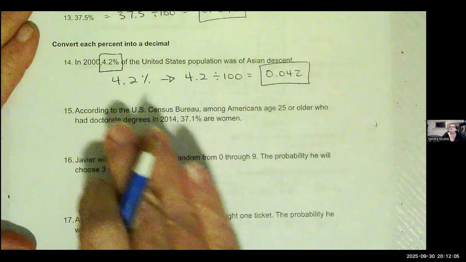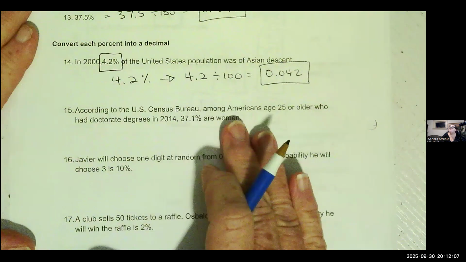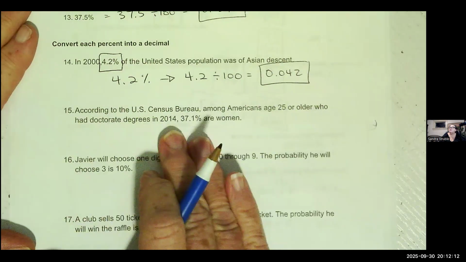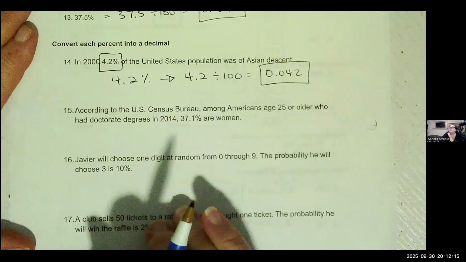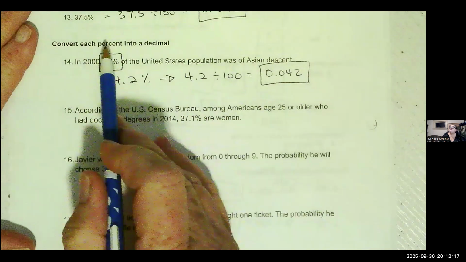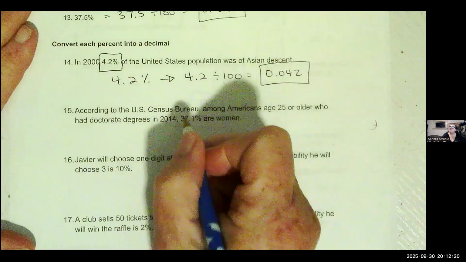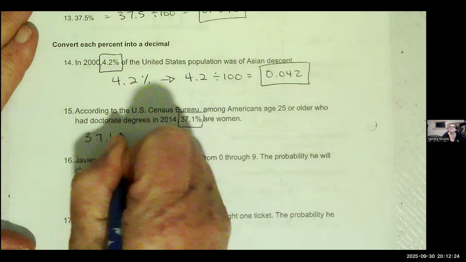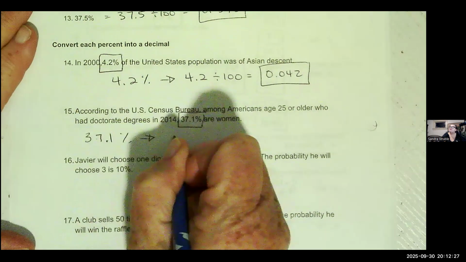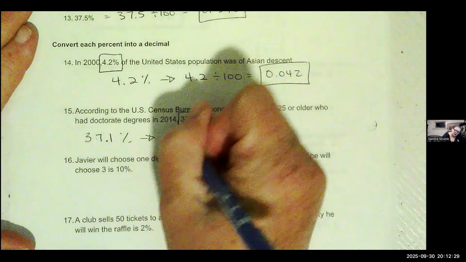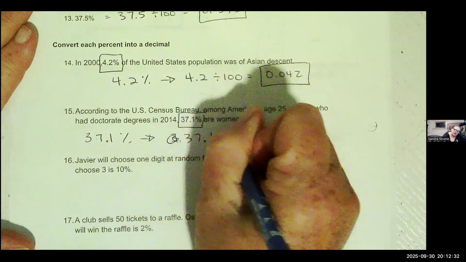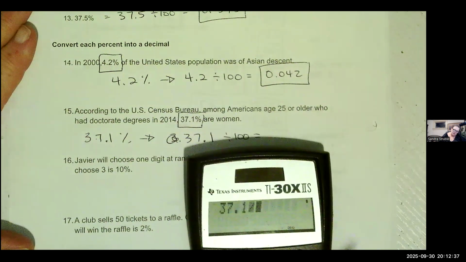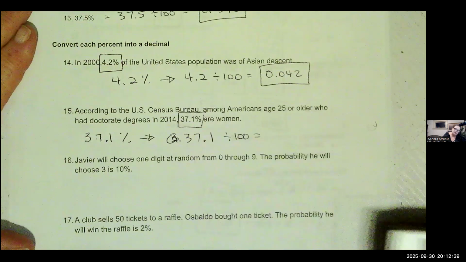The next one, according to the U.S. Census Bureau, among Americans aged 25 or older who had doctorate degrees in 2014, 37.1% are women. We're converting the percent to a decimal. So you need to identify the percent, 37.1%, and we want to convert that to a decimal. 37.1 divided by 100 equals, and that's 0.371.